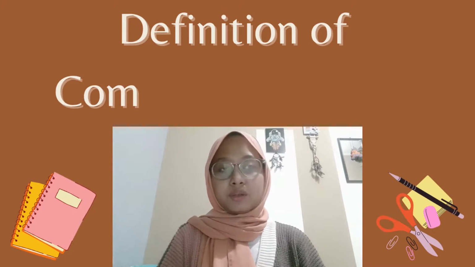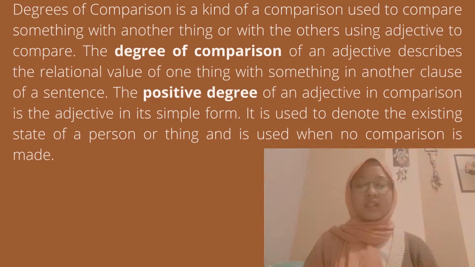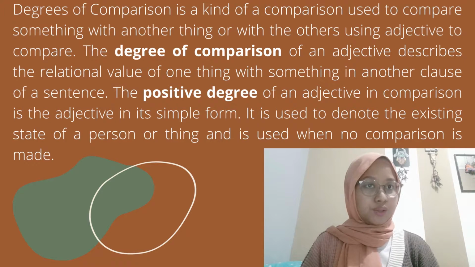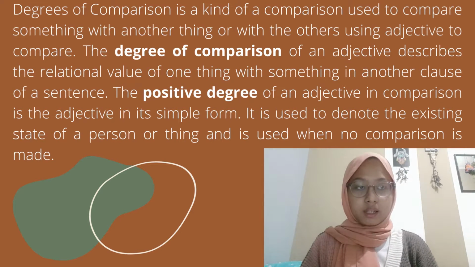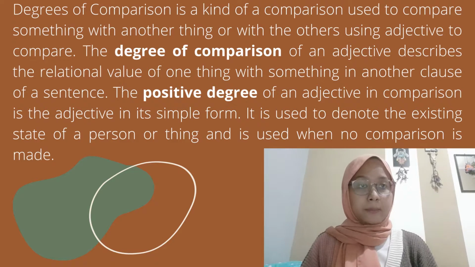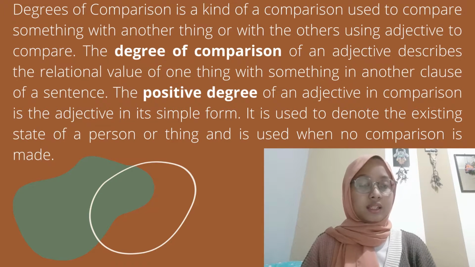Here, I will read the definition of comparison degree. Degrees of comparison is a kind of comparison used to compare something with another thing or with others using adjectives. The degree of comparison of an adjective describes the relational value of one thing with something in another clause of the sentence.